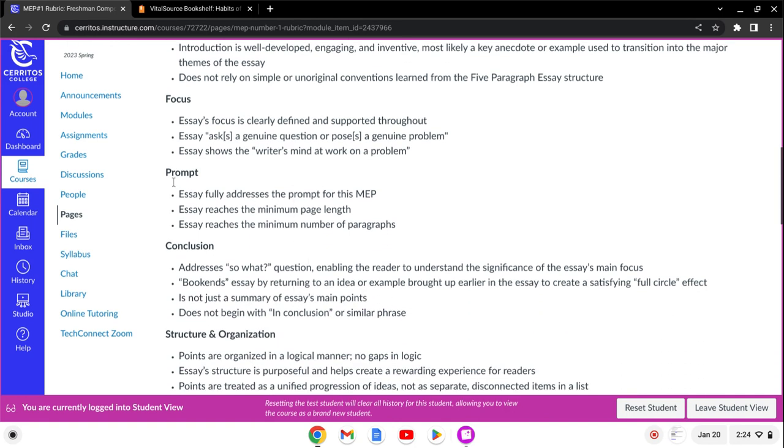The prompt, so the characteristics for this: the essay fully addresses the prompt for this major essay project. So again, make sure that you go back to the prompt for major essay project 1 and you've accomplished those things that the prompt is asking of us. The essay reaches the minimum page length. So how many pages does our polished draft need to be? It says in the prompt. You want to go back to that. And the same for the minimum number of paragraphs. How many paragraphs do we need to have at a minimum? Go back to the prompt. It says that there. So we need to have at least that amount. We can have more. We just can't have fewer.